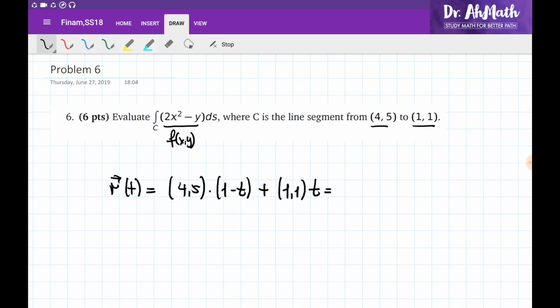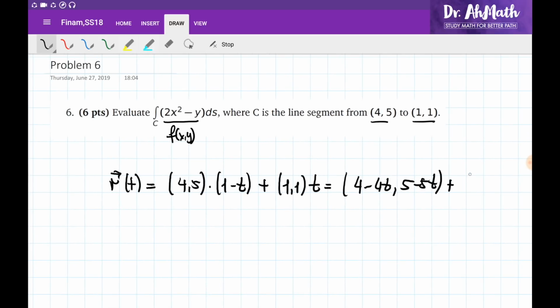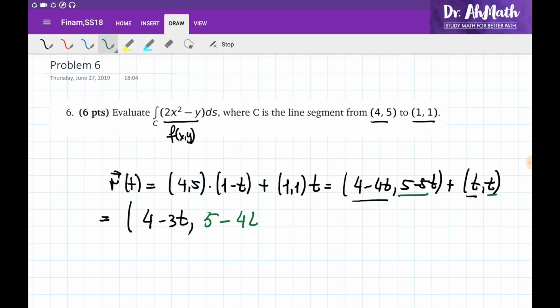So let's multiply 1 minus t by each of the components of the first vector and t by each of the components of the second vector, and add them. So this is going to be 4 minus 4t, 5 minus 5t, plus, when you multiply 1 and 1 by t, it's going to be t and t. Now if you add these vectors, you need to add them component-wise: the first component to the first, second component to the second. The first component is 4 minus 4t plus t, which is 4 minus 3t. And the second is 5 minus 5t plus t, which is 5 minus 4t.